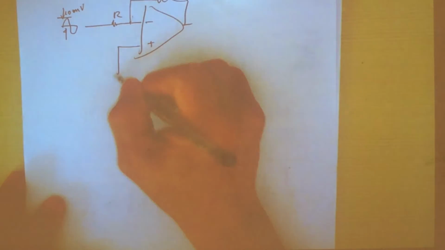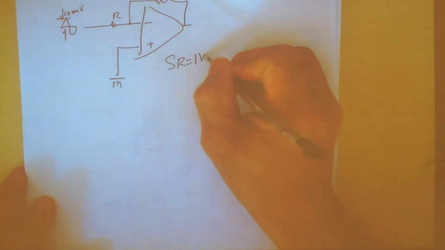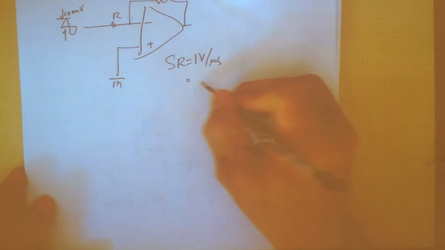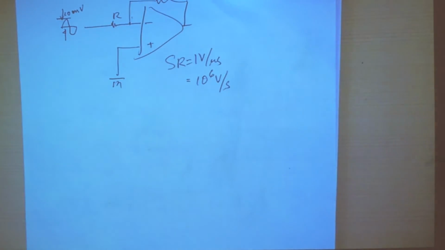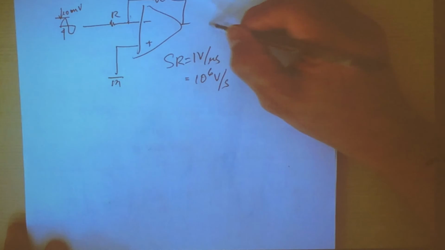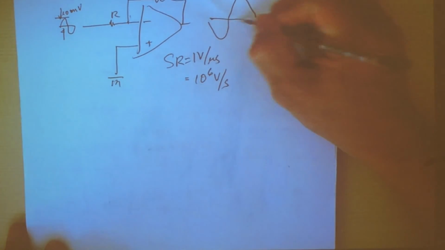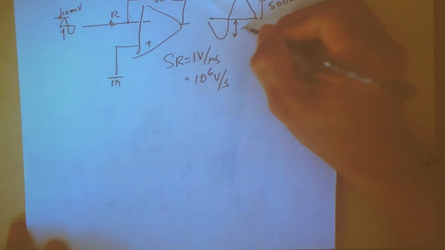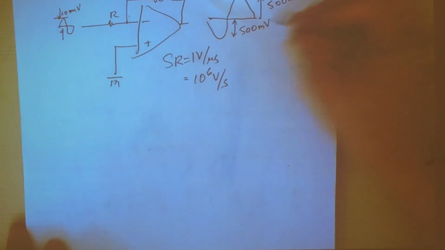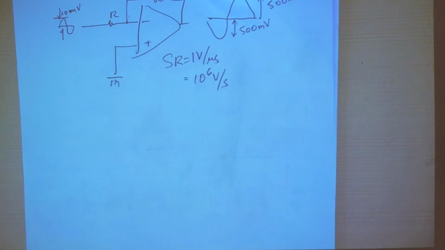And this time, no offset is given, right? Except there's a slew rate that is 1 volt per microsecond, which in terms is equal to 1 megavolt per second. All right? So 1 megavolt per second corresponds to 1 volt per microsecond. And then it's going to go out inverted with a peak value that is 500 millivolt on either side. So therefore it's a peak-to-peak voltage of 1 volt, a sine wave of peak-to-peak of 1 volt.